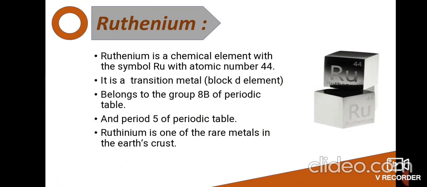First, have a look at what ruthenium is. Ruthenium is a chemical element with the symbol Ru and atomic number 44. It's a transition metal, a block D element. It belongs to group 8B of the periodic table and period 5. Ruthenium is one of the rare metals in the Earth's crust, which means that it is not easily available.